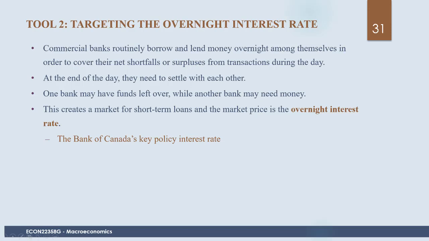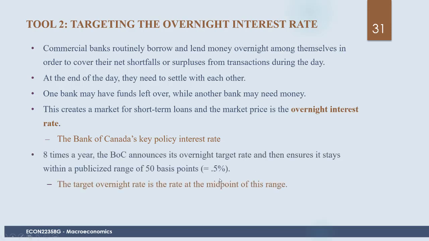And that's the Bank of Canada's key policy rate. So eight times a year, the Bank of Canada announces what its target rate is. Notice how they aren't exactly controlling it and deciding what the interest rate should be, but it's indirect. It's still a market. The participants in the market are the commercial banks, and they're engaging in voluntary trade with each other in terms of these overnight funds.